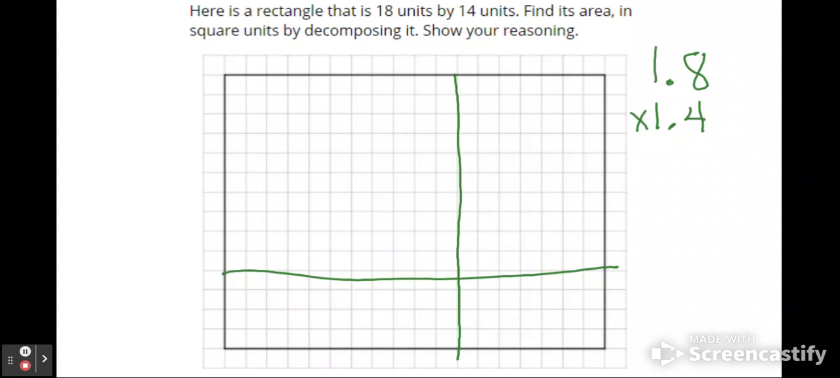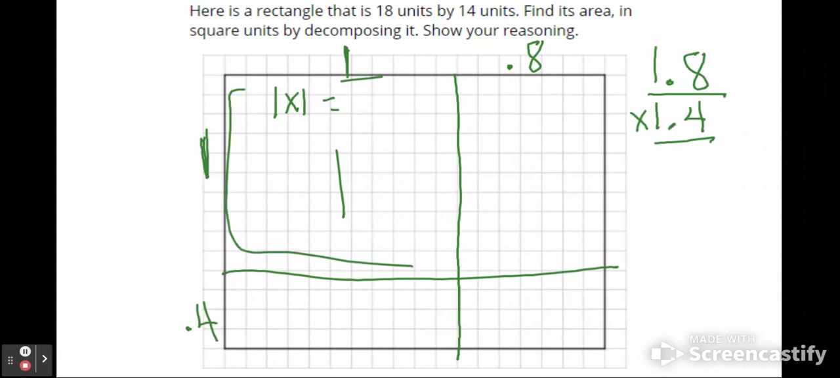So looking at my first number, I have 1 and 8 tenths. That means I have a whole number 1, and I have 8 tenths. Looking at my second number, I have the whole number 1, and I now have 4 tenths. Again, just like we did before, I'm going to now multiply base times height for each of these 4 rectangles. So I have a base of 1 and a height of 1, which means the area of this one rectangle is just 1. Now, my base is 8 tenths times my height of 1. One set of 8 tenths is just 8 tenths.